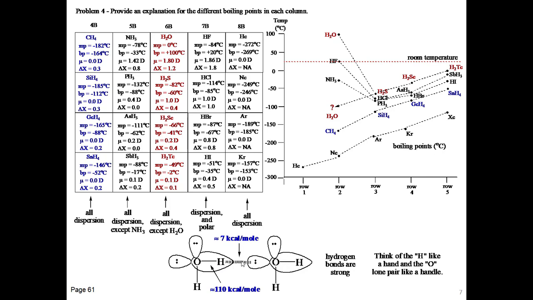And if there's a lone pair sitting out here, this guy can bury itself into that in a very strong way, such a strong interaction. So a good hydrogen bond might be worth about 7 kcals.